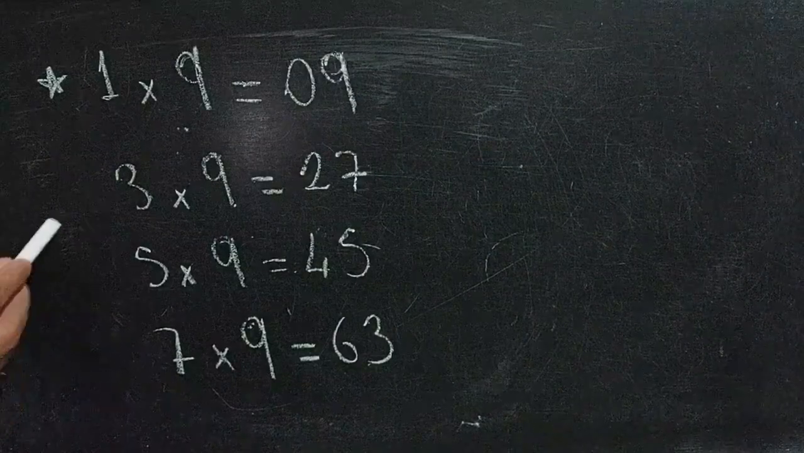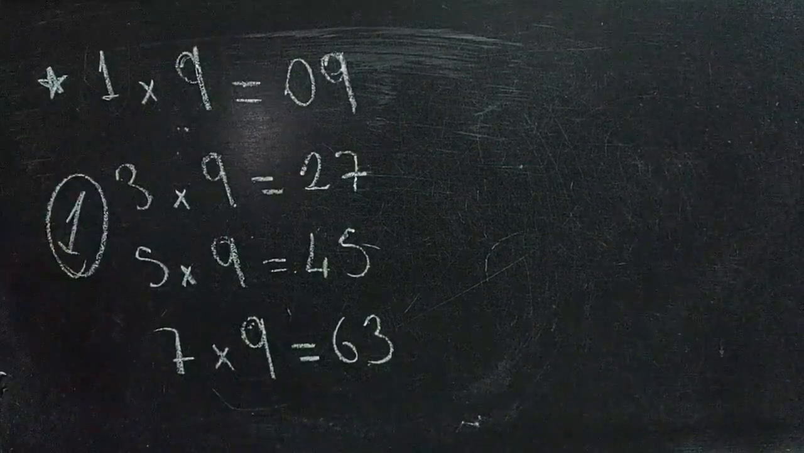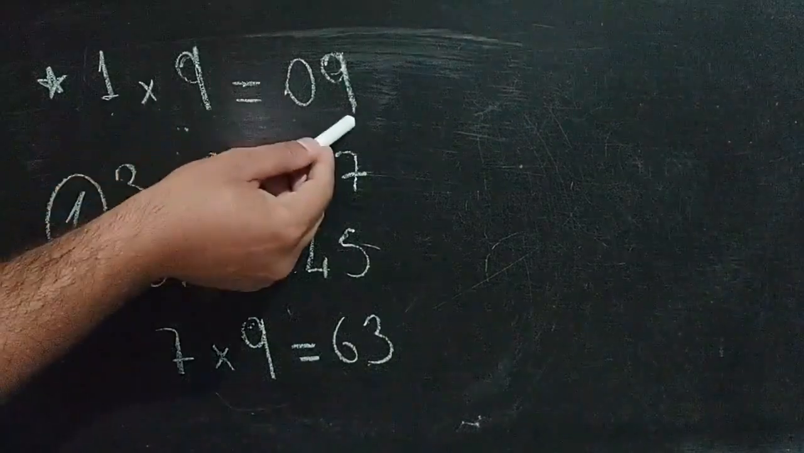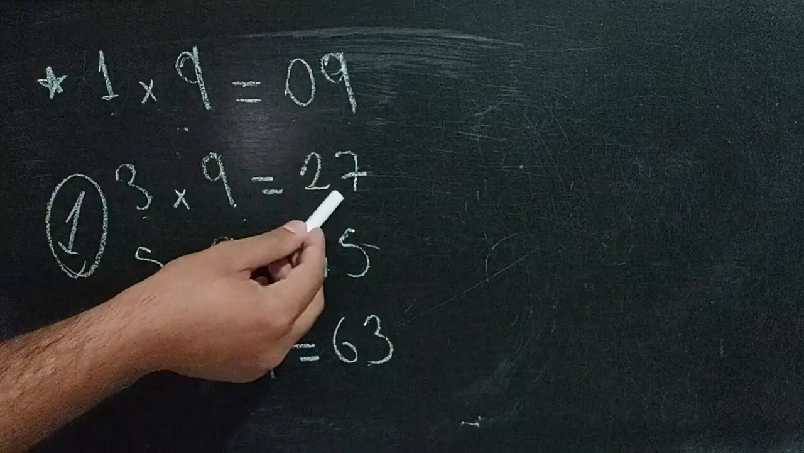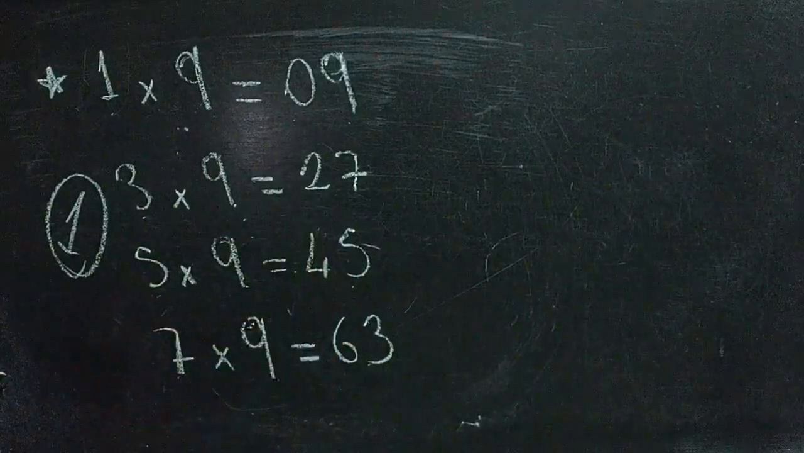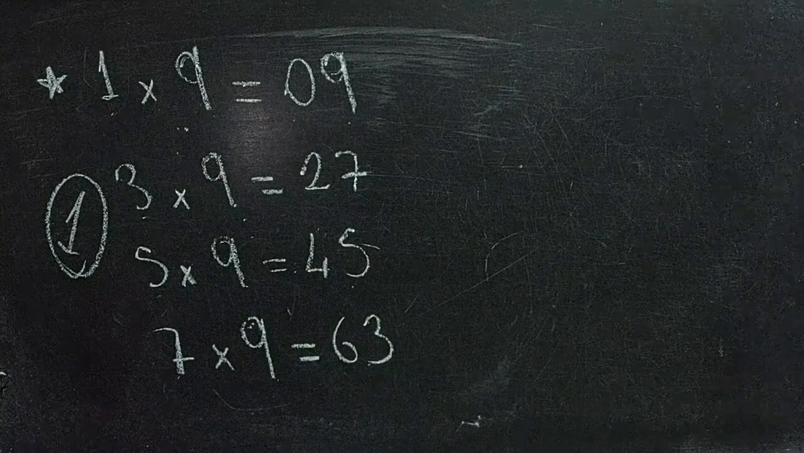All right, the first one. So, 1 × 9 = 09. 3 × 9 = 27, 5 × 9 = 45, 7 × 9 = 63. So where is the magic then?